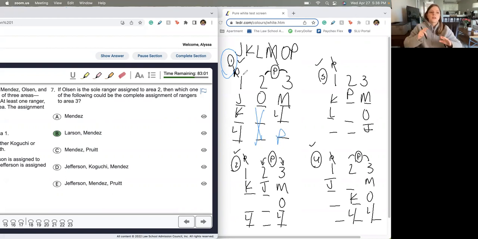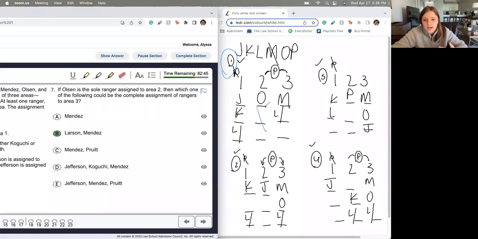So this is what I was saying about being able to mentally move your variables around, or write it out if you need to. If you just look at your diagram like this, you can and you should get to the point where you can mentally picture P going into that third spot.